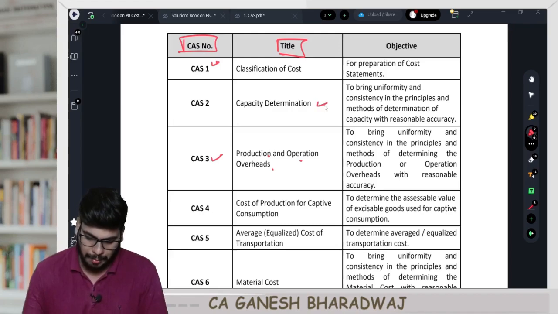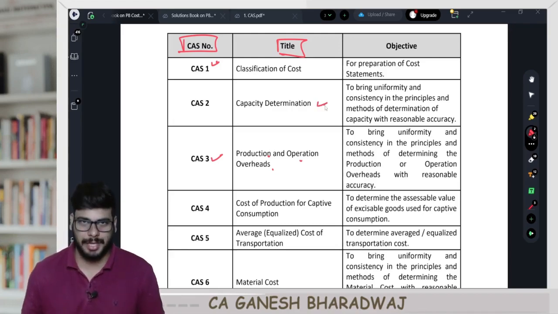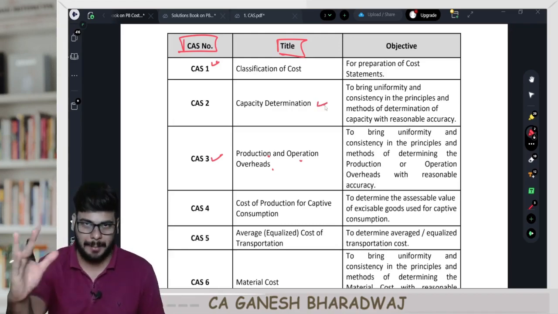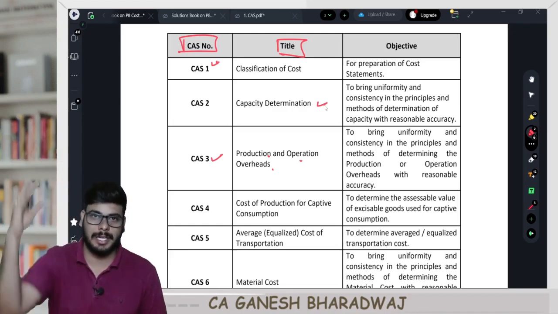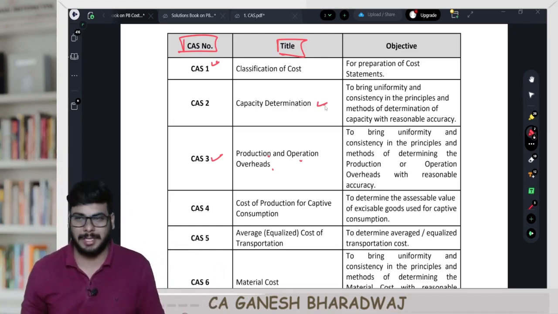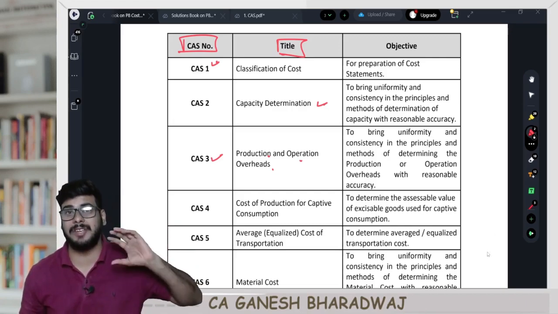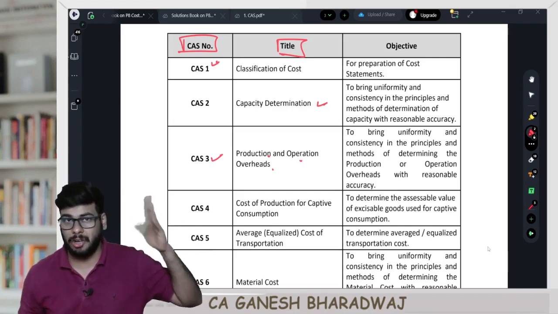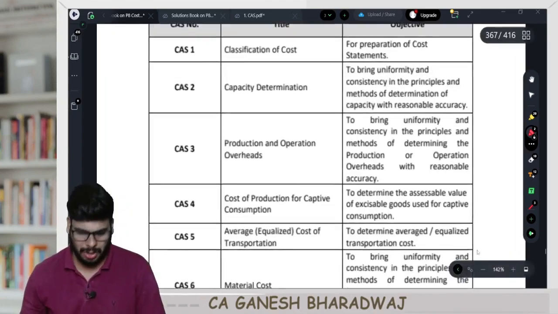CAS number 2 talks about what? Capacity determination. So what should be the normal capacity, what should be the theoretical capacity, what should be the maximum capacity, and all these things. Basically we take normal capacity for the purpose of arriving at what? Our absorption rate and all, right? That's what the standard talks about, right?